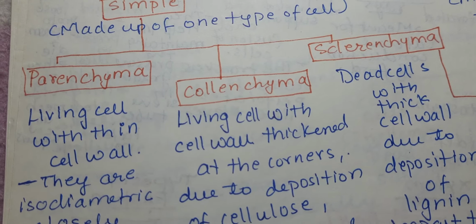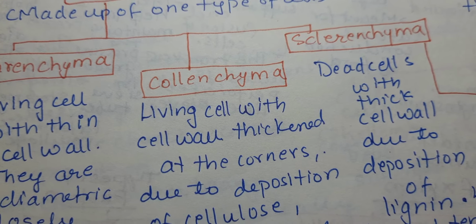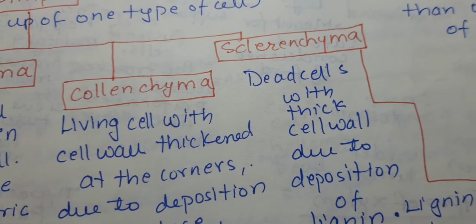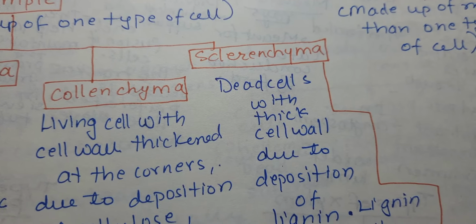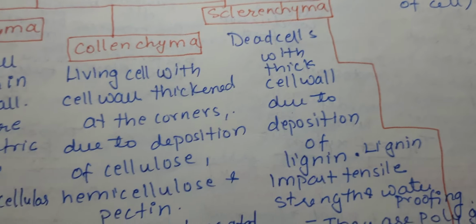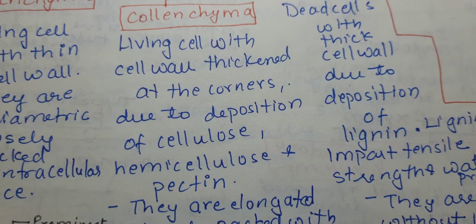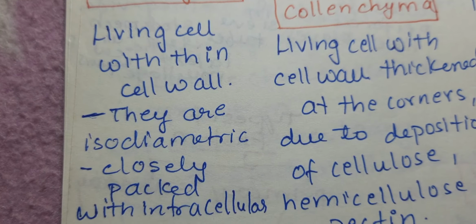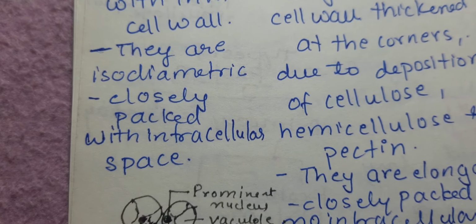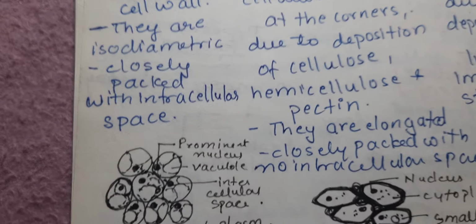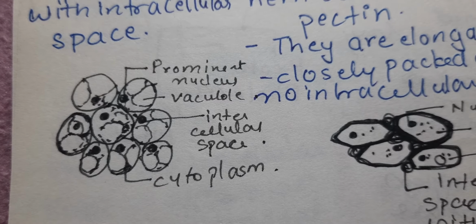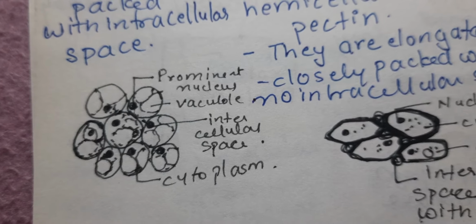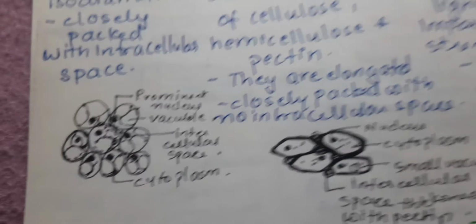Parenchyma are living cells with a thin cell wall. Collenchyma are also living cells, but their cell wall is thick at the corner, and sclerenchyma are dead cells with a thick cell wall due to deposition of lignin. In collenchyma, the deposition at the corner is of cellulose, hemicellulose, and pectin. Here in parenchyma there is no deposition. They are isodiametric, meaning same diameter, and closely packed with intercellular space. You can see the nucleus clearly, the vacuole very prominent, and the cytoplasm, and this is how they are arranged with little intercellular space.